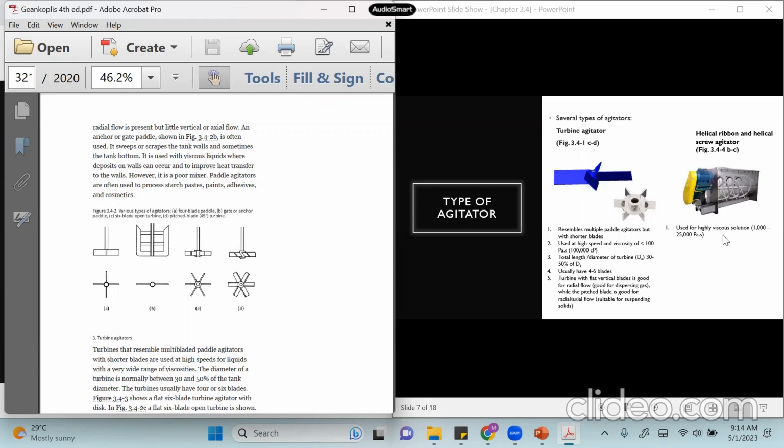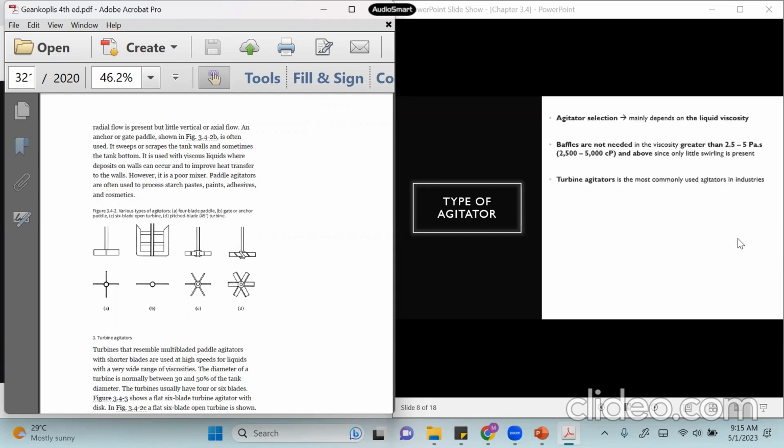Now, this type of agitator, helical ribbon or helical screw, is used for a highly viscous solution, from 1,000 to 25,000 Pascal second. Usually it operates at low RPM in the laminar region. The ribbon and screw are formed in a helical path and attached to a central shaft. If you see, there is a shaft here, and then the ribbon or screw is attached on the central shaft. The type of flow is a combination of axial and radial, where the fluid moves in a turtle's path down the center and up along the twisting motion, because of the shape of this agitator.